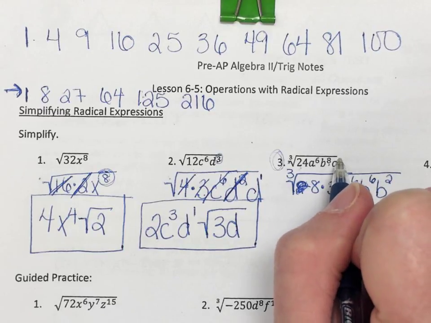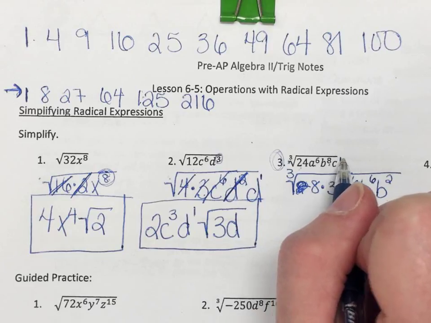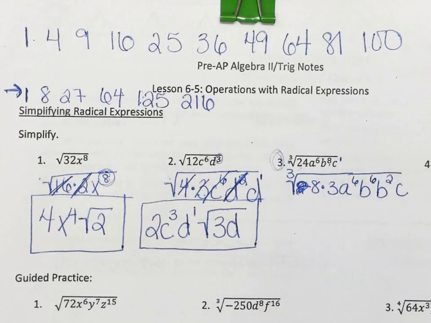Okay, this exponent is a 1. Does 1 divide by 3 without a decimal? Can I make it divide by 3 somehow? No, so I'm just going to leave it alone. Y'all okay so far? Okay, grab your calculators.